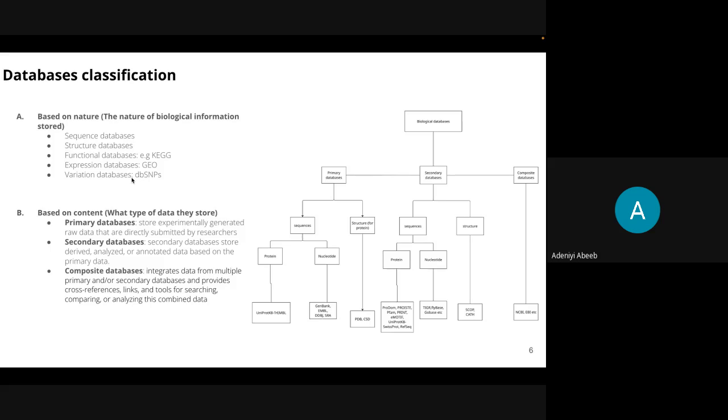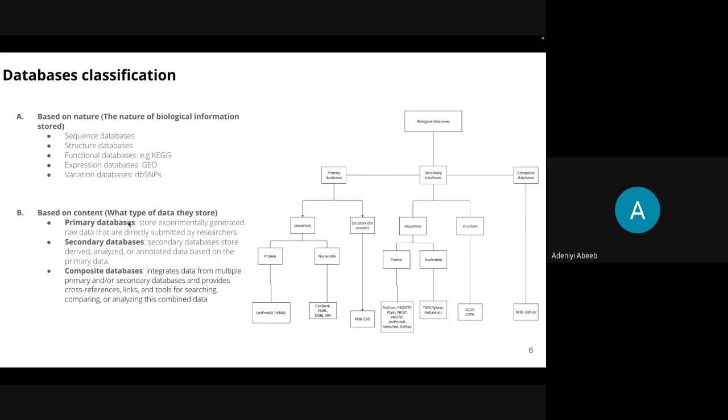And you can also classify your database based on the content and what type of data they are storing. Is it experimental data? By experimental, I mean raw data, the one that you generate in the lab. For example, the data you generate from whole genome sequencing, shotgun sequencing, Sanger sequencing, or Edman degradation. If that's the case, we classify them as primary databases.